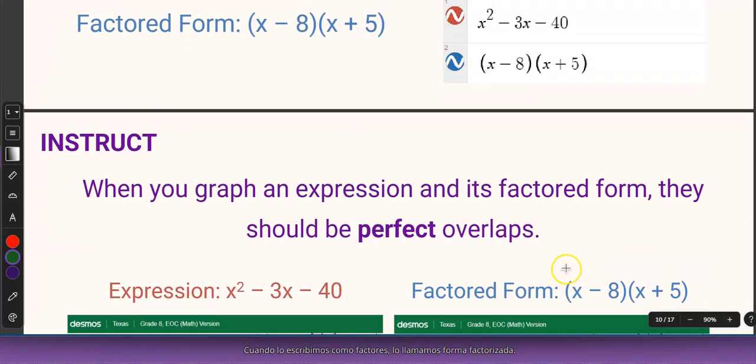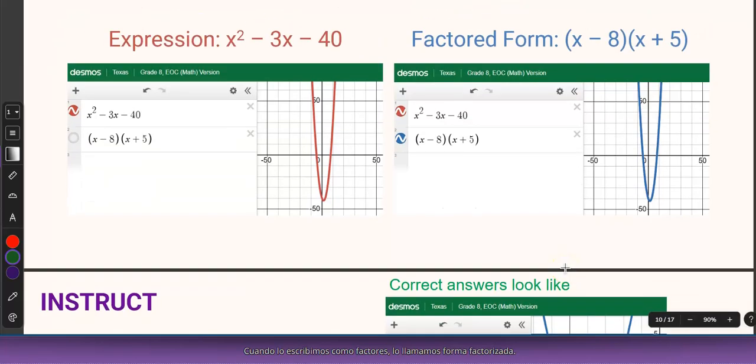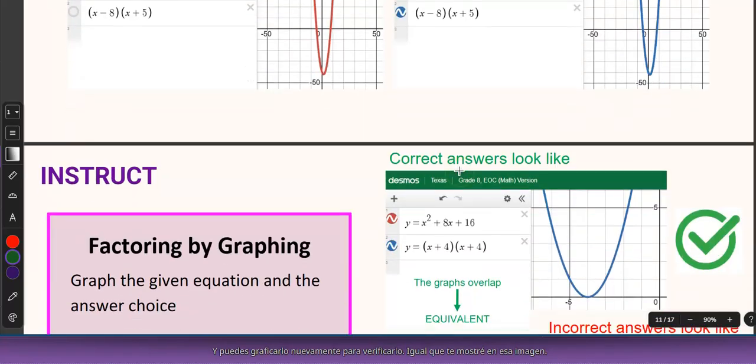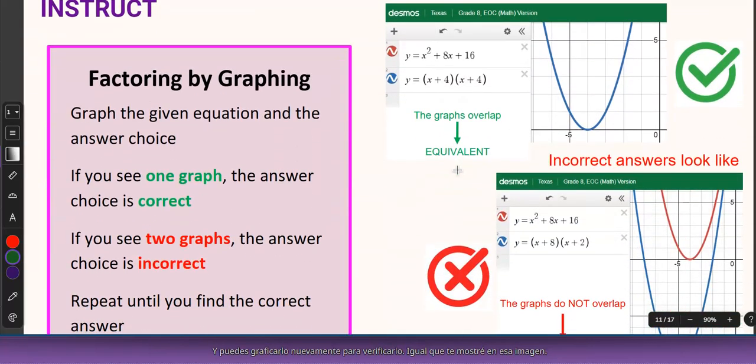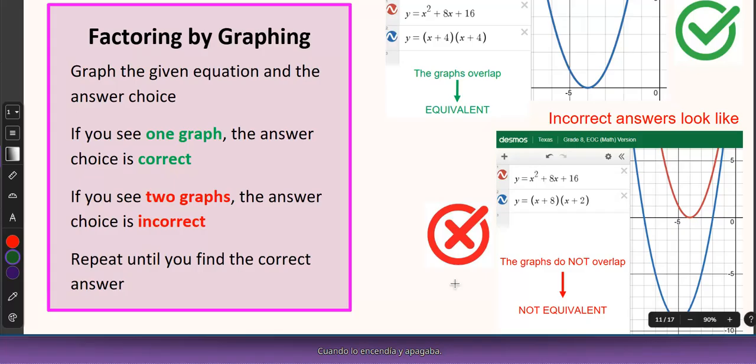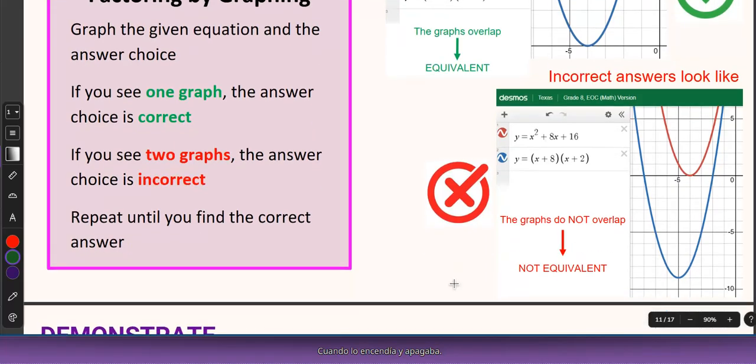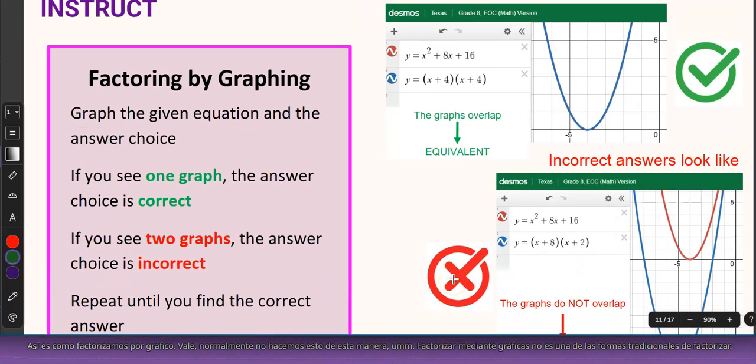And you can graph it again to double check it, same like I showed you in that image when I was turning it on and off. This is how we factor by graphing. We don't normally do it this way. Factoring by graphing is not one of the traditional ways to factor. It does require that you have some information ahead of time.